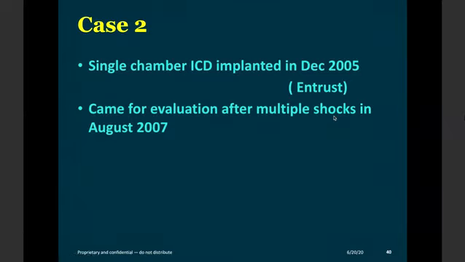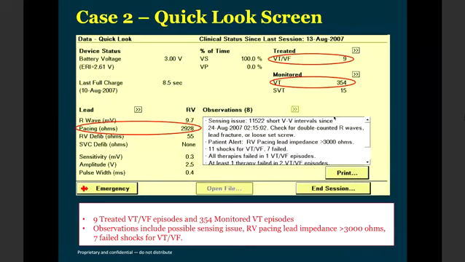The case number 2 is a single chamber ICD implanted in December 2005. These are all historical cases. This patient came 2 years later after multiple shocks. So this is a quick look that we originally alluded to. What do you see here? Forget about the battery. We'll only look at the relevant points here.